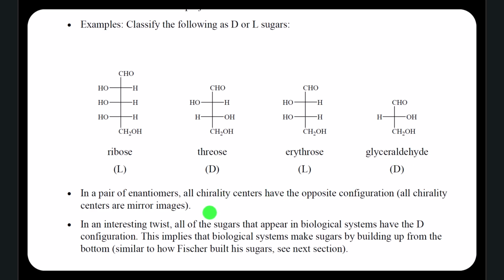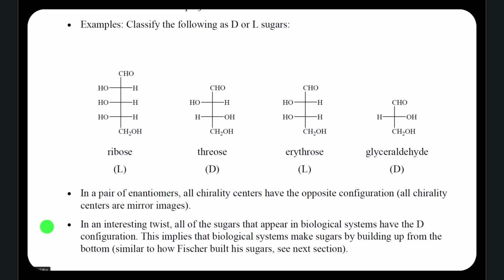I can't stress enough the importance that if we have enantiomer sugars, all of the chirality centers will have the opposite configuration. In other words, all the chirality centers will be mirror images, or in a practical sense, all of the OHs in sugars of this type will be on the opposite side. So for example, D-ribose, which we will see later, has all of its OHs on its chirality centers on the right-hand side. That would be the exact mirror image of L-ribose.